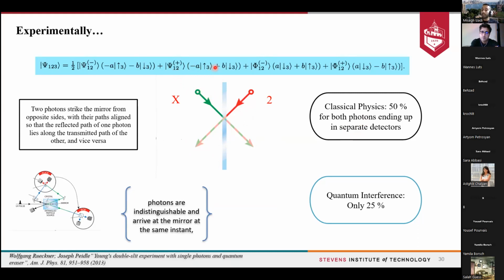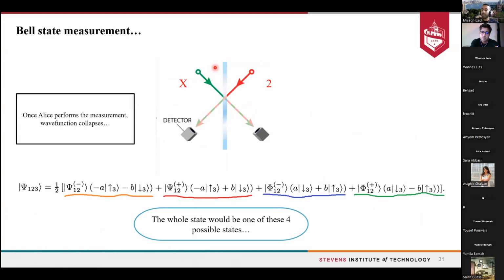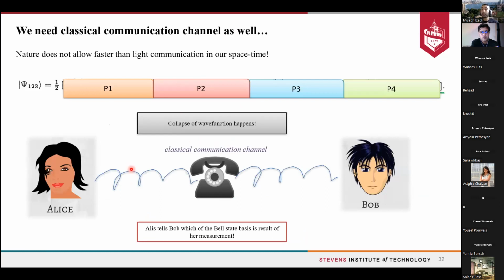But what is the next step? She has to do the measurement, the Bell state measurement. So what she does at this step is put two detectors here to do the Bell state measurement. What happens then? Once she does the measurement here, the whole wave function that I already talked about is going to collapse to one of these four possible situations. And these four possible situations are just about the location where they end up. To make it simpler, I'm going to call these four possible situations four probabilities, P1, P2, P3, and P4.